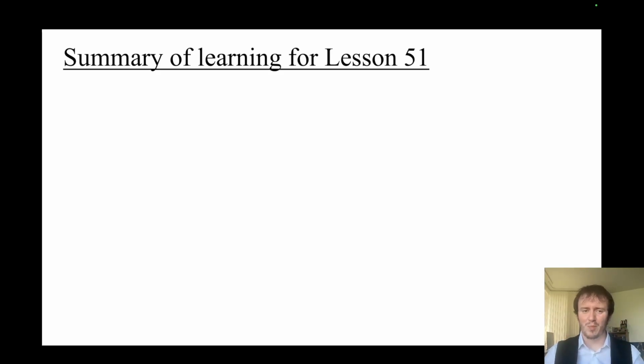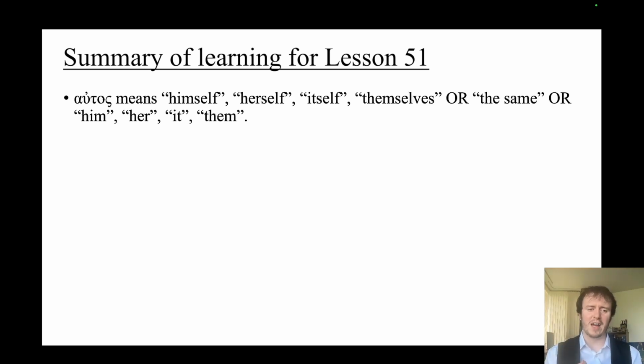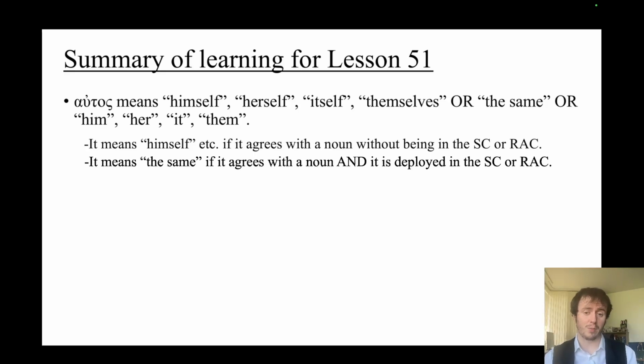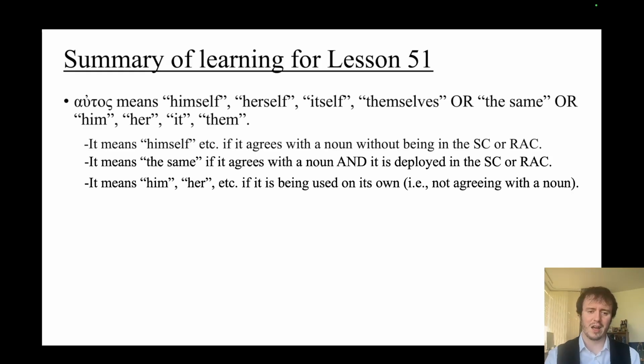Now, with that said, we can summarize our learning for lesson 51. We've learned that αὐτος means himself, herself, itself, themselves, or the same, or him, her, it, or them. It means himself, etc., if it agrees with a noun without being in the sandwich construction or the repeated article construction. It means the same if it agrees with a noun and it is deployed in the sandwich construction or the repeated article construction. And it means him, her, etc., if it is being used on its own, that is, not agreeing with a noun in its clause.